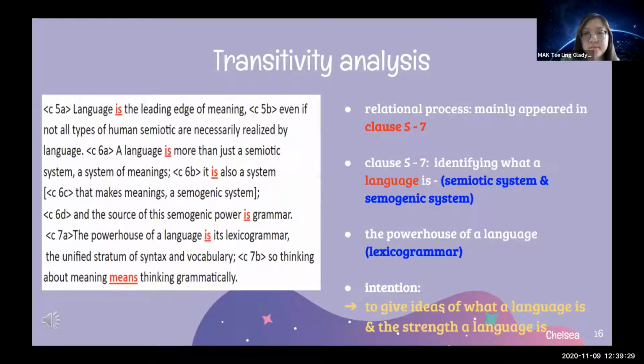The relational process has mainly appeared in clauses 5 to 7. This process serves to characterize and to identify. In clauses 5 to 7, they are identifying what a language is: a language as being more than a semiotic system. It's also a system that makes meanings, a semogenic system. They also talk about how the powerhouse of a language is its lexical grammar. Many relational processes are found in these clauses to give readers a clear idea of what a language is and what its strength is.